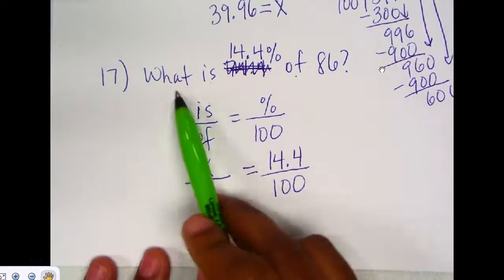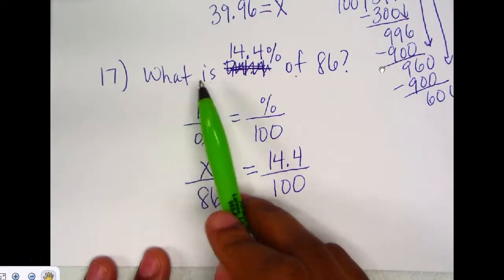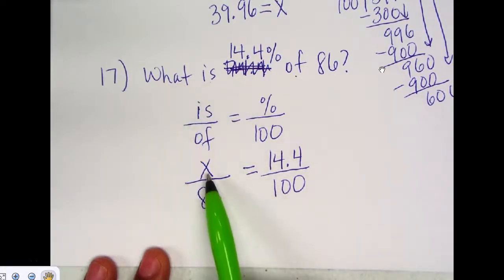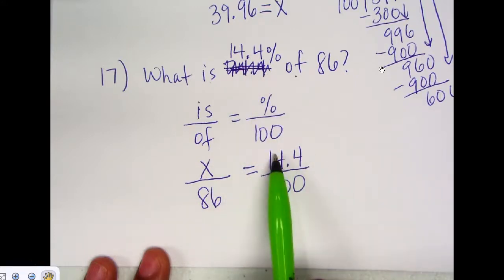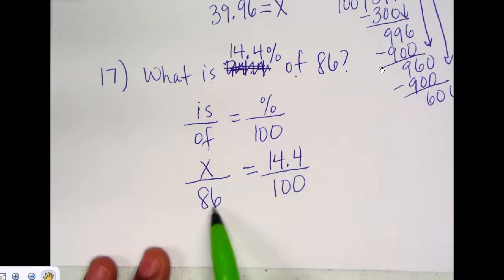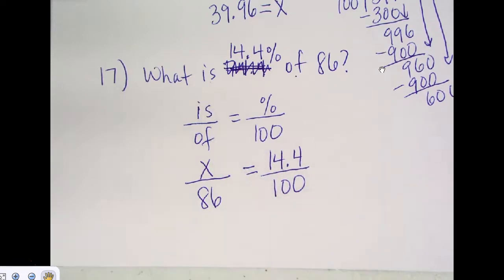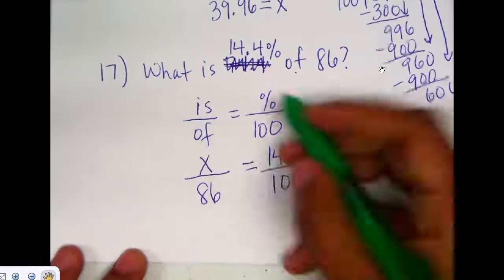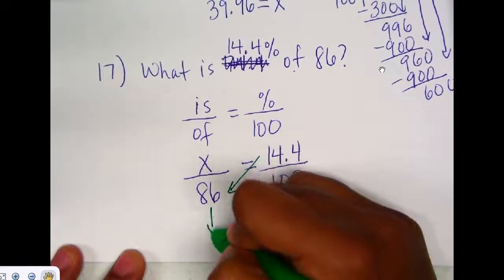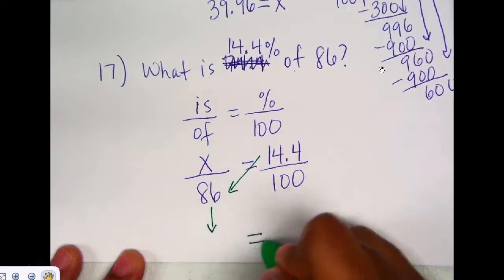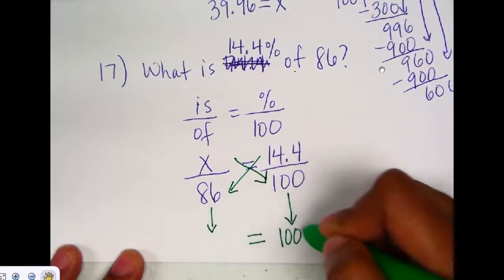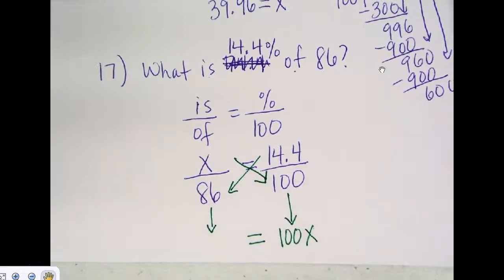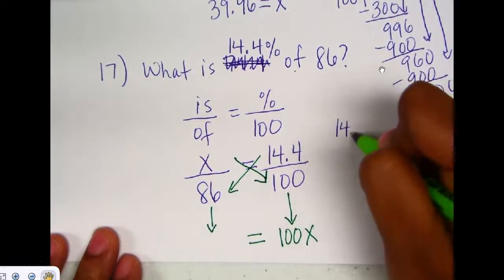One more time. What is? That's the X. 14.4%, put the number here at the top in the numerator, of 86. 86 is your of, 100 belongs in the formula. So same thing. This is a proportion, cross multiply and divide. So we're going to multiply, drop the answer down, put our equal sign, cross multiply this way, drop that down, that's 100x. So now we're going to do a little scratch work.